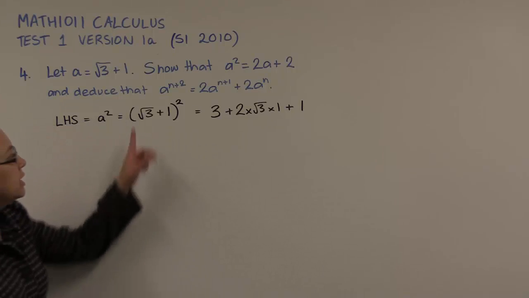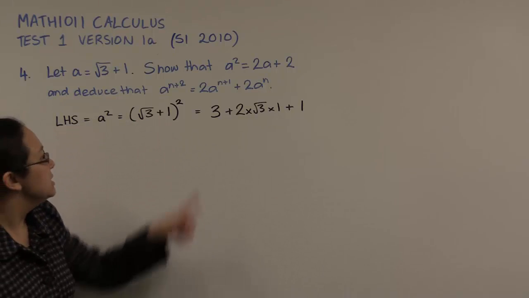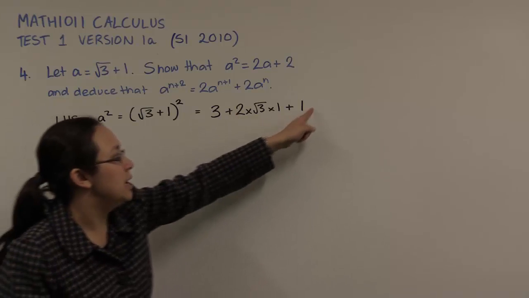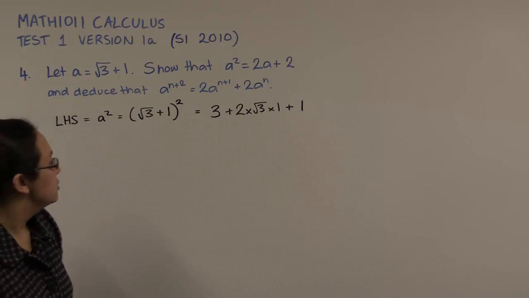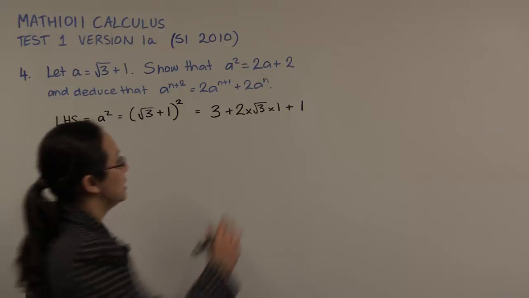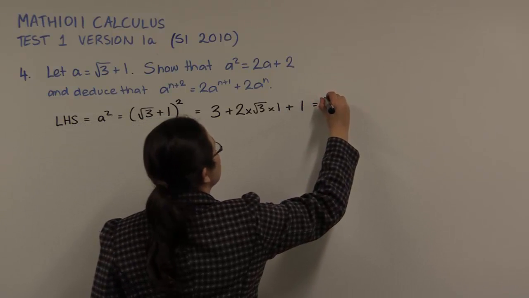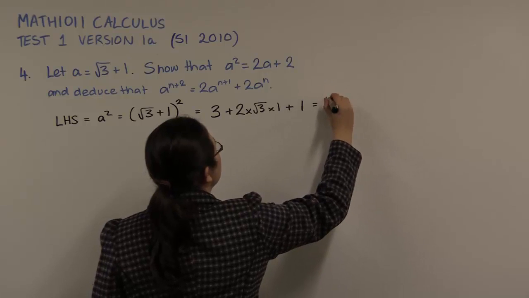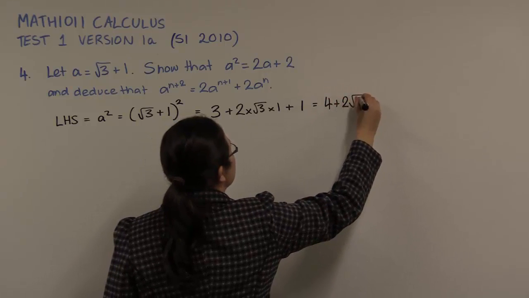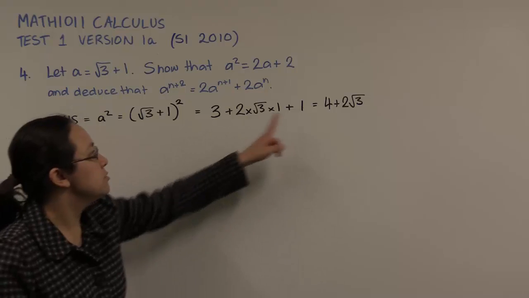So that's the rule that x plus y all squared is x squared plus 2xy plus y squared. So just remember this 2xy in the middle here. So this gives us 4 plus 2 square root 3. So we can add the 3 and the 1.